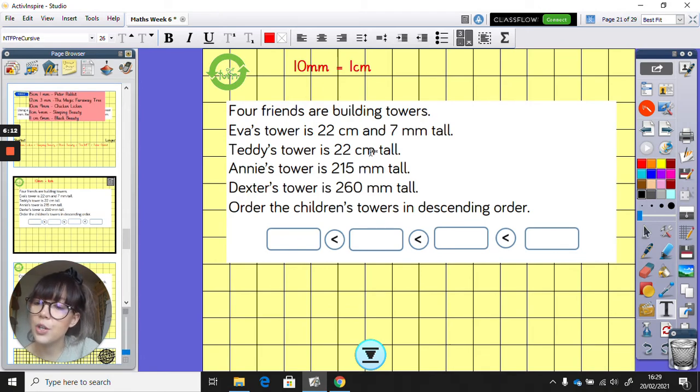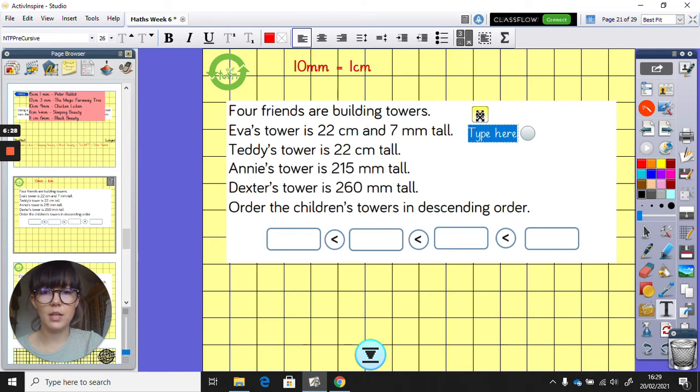Now if that helps you, you can pause the video again and have a go. If not, I'm going to carry on with the answers. So, I'm going to convert Eva's and Teddy's towers into millimetres so that I can easily order them, okay? So Eva's tower is 22 centimetres and 7 millimetres tall. So that means that Eva's tower is 227 millimetres tall, okay? And Teddy's tower is 220 millimetres tall because it's 22 centimetres.